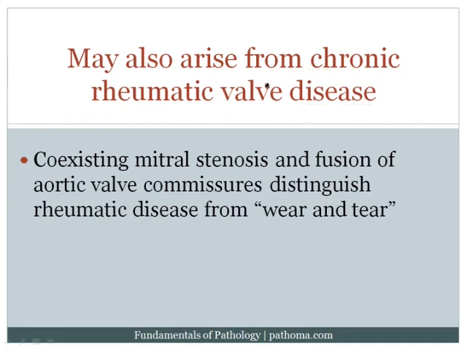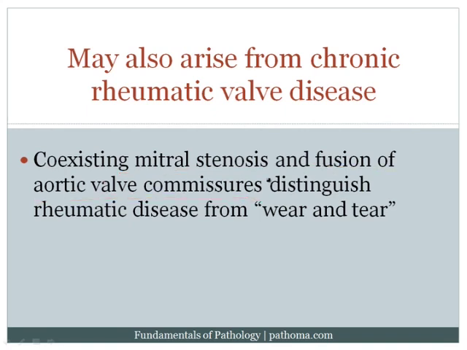Now, how are we going to distinguish stenosis from rheumatic disease versus stenosis again from wear and tear? Well, first of all, whenever you have rheumatic disease, you're always going to have mitral stenosis as well. Because remember that rheumatic valvular disease always starts in the mitral valve and then may or may not involve the aortic valve. And so if you've got stenosis of the aortic valve by itself, it's not going to be rheumatic heart disease. You've got to have stenosis of the mitral valve plus the aortic valve. And that's the first point.